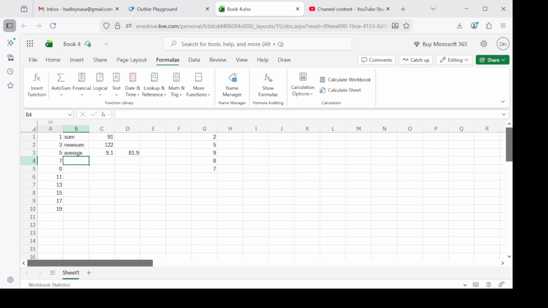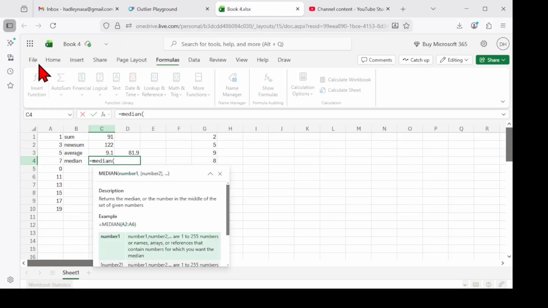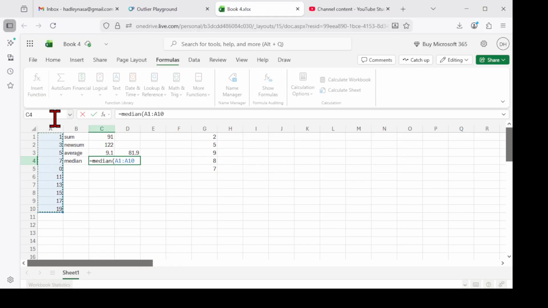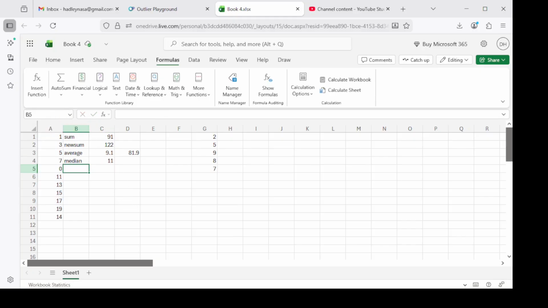But let's say I don't want the average. Maybe I do want the median. Well, there is that too. So equals median. It's just the same. And I get 9.